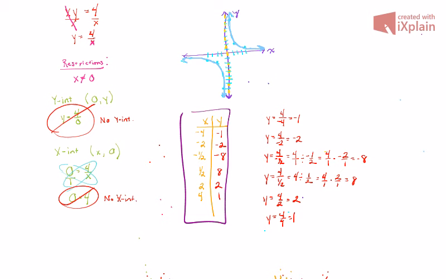Okay, this is an example of what a rational function looks like when you graph it. It's definitely a little bit different and probably new and potentially scary. But again, as we do more work with it, you will become more comfortable with it.